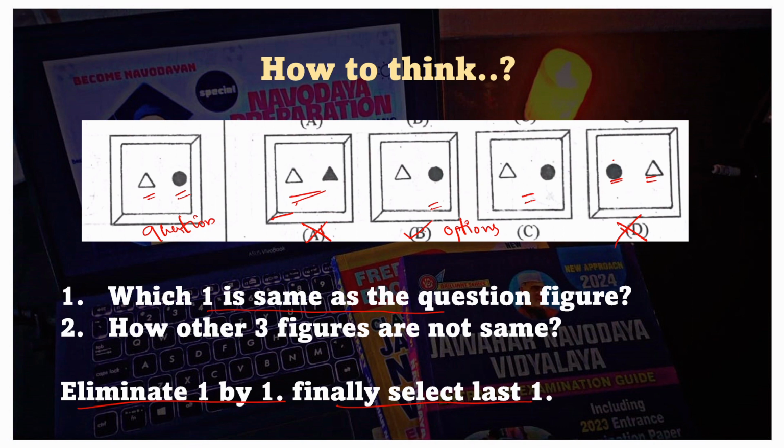So we have to eliminate one more. How can we eliminate? Triangle and circle are there in both figures. But here we can see one line here and also one line here. In the opposite, we don't have any line, and here also we don't have any line. So we have to select the one which is matching exactly. But in option C, there is no line here. So it is also eliminated. Finally, option B is selected. So we have to think in this manner.